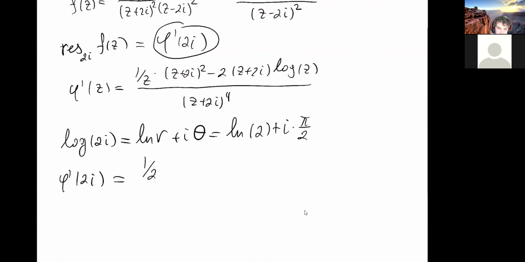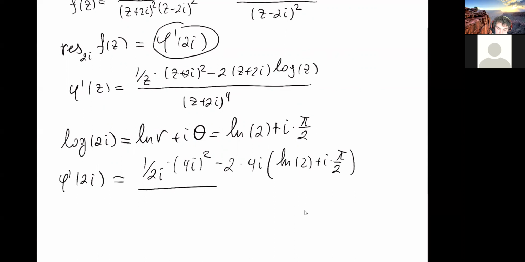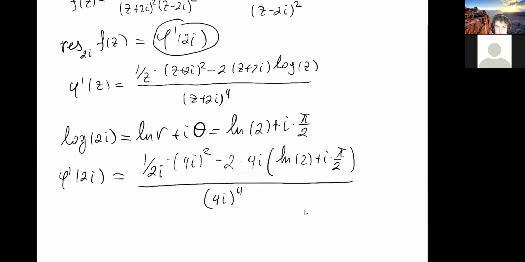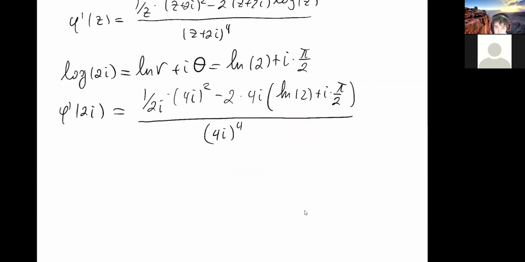And what's phi prime of 2i? So it's 1 divided by 2i times 4i squared minus 2 times 4i times logarithm of 2 plus I pi over 2, divided by 4i to the fourth. Okay, pretty terrible, as I said.